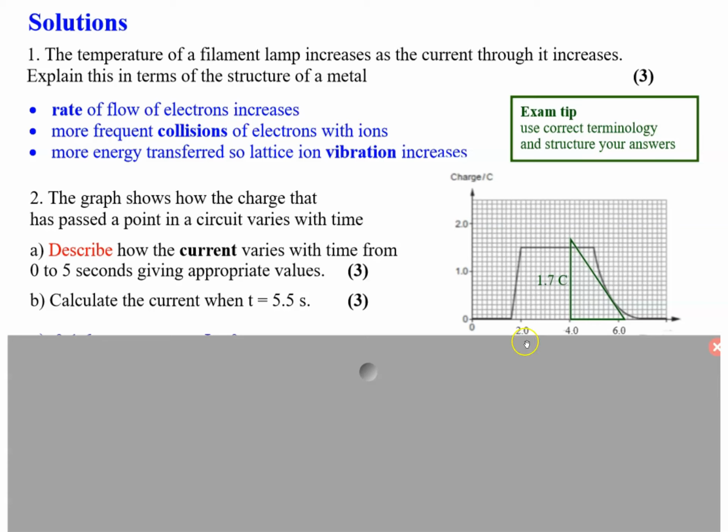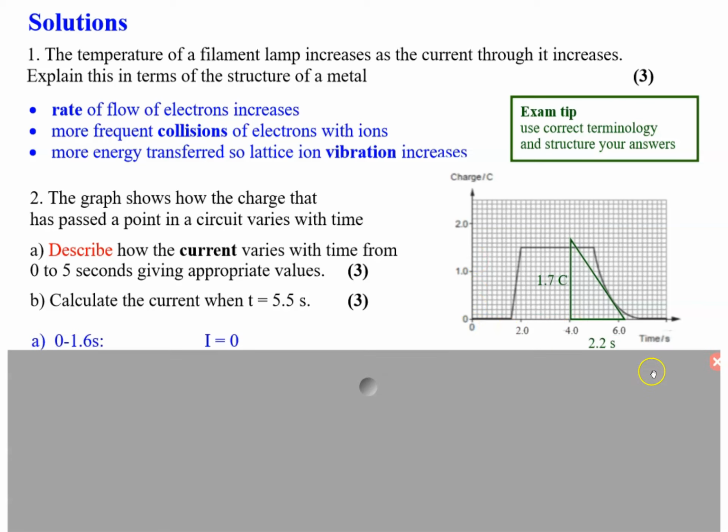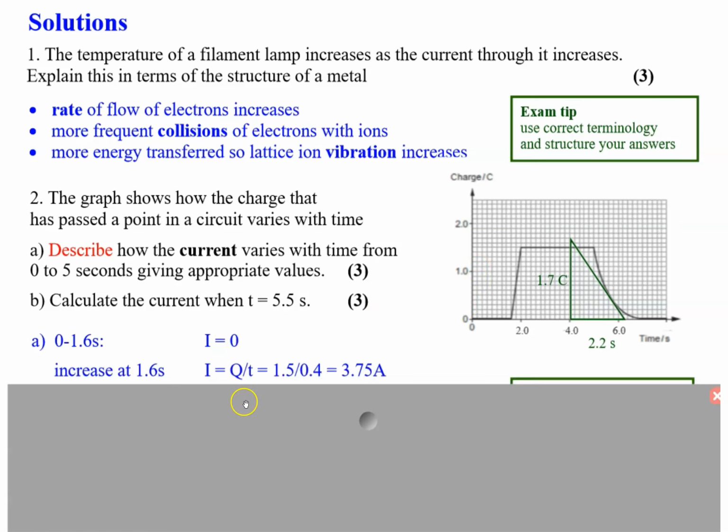So if we have a look at our graph here, we've got charge measured in coulombs and time measured in seconds. We can see if the charge is 0, then the current must be 0, because there's no charge, there's no rate of change or rate of flow of charge. So between 0 and 1.6, that's that point there, the current is 0. So we haven't done any calculations there. We have needed an understanding of what we mean by current and the idea that if there's no charge flowing, then the current is 0. But we haven't done any calculations. We've just described what we see.